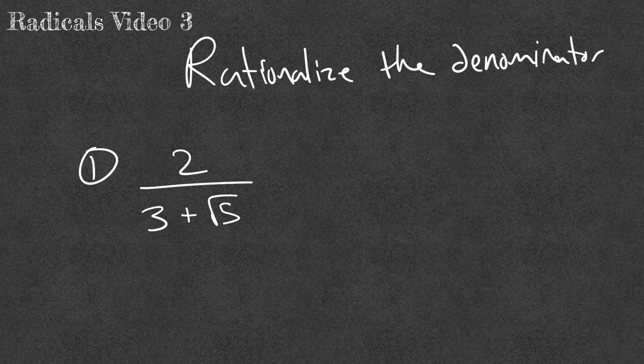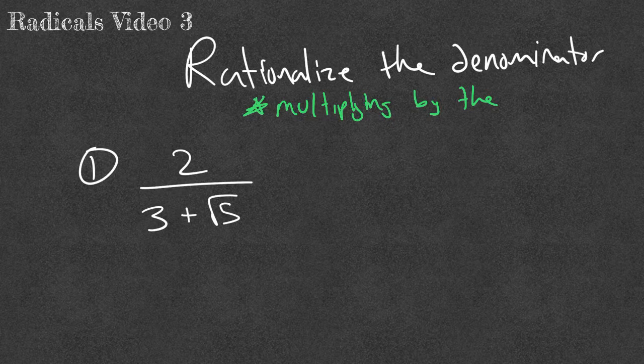And that type of problem is rationalizing the denominator. We've done this already, but now it's got a binomial on the bottom, right? So instead of just square root of 5, it's 3 plus square root of 5. So I've got to do something to get rid of that square root in the bottom. And the thing that we're going to do in order to fix this situation is something called multiplying by the conjugate.